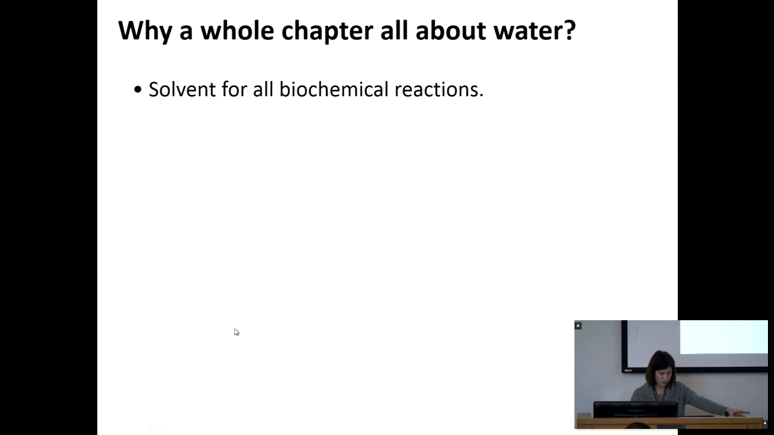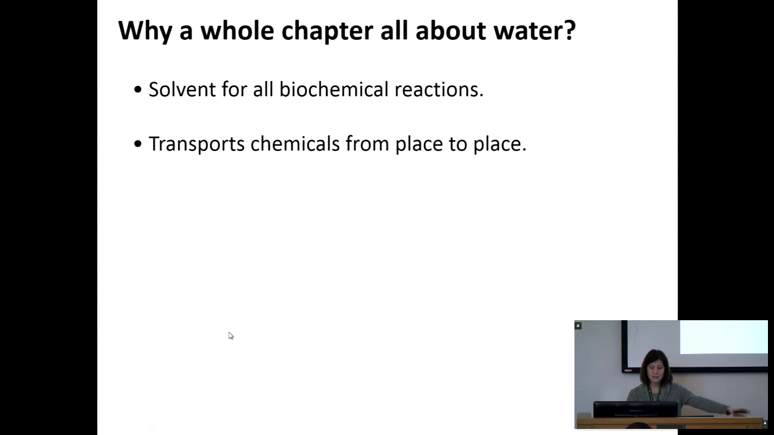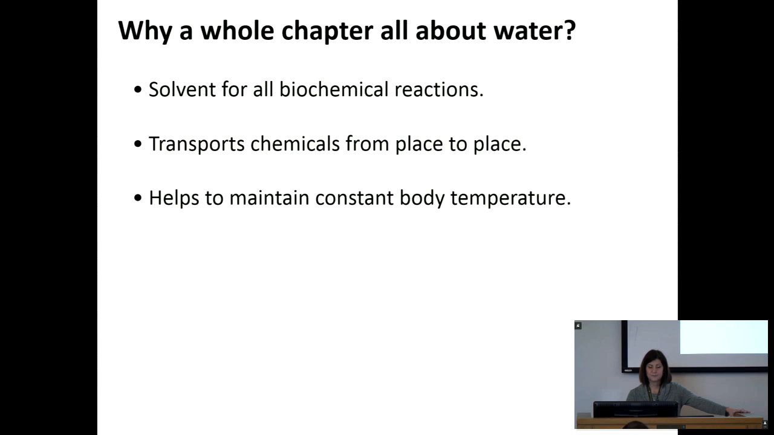So it's a universal solvent, again, because it's going to transport our chemicals. Just like going to the beach in the summer, it helps maintain a constant body temperature because it has a high what? Heat capacity. High heat capacity. Yes. I'm relying on my chemistry major to answer all these questions.